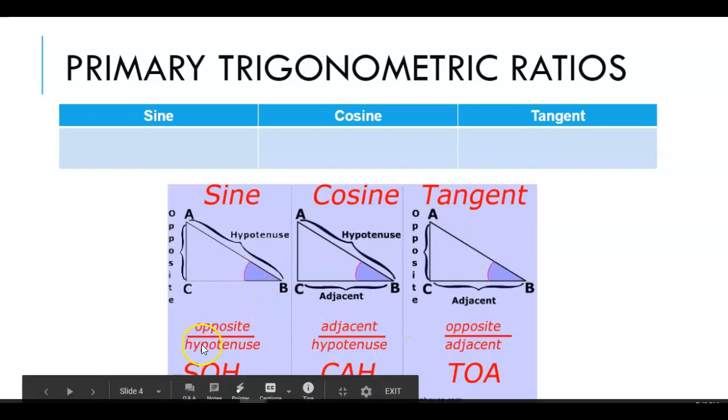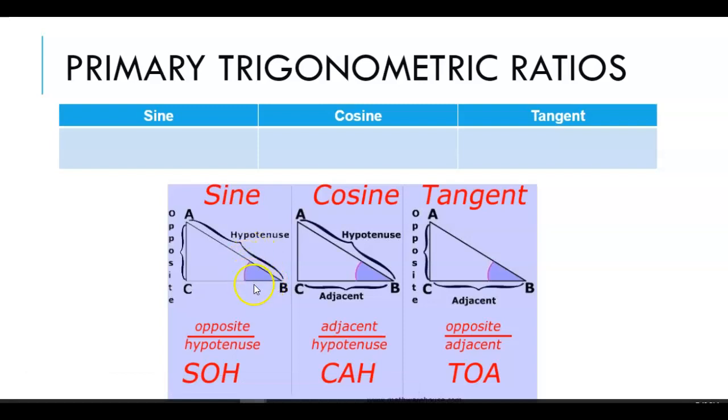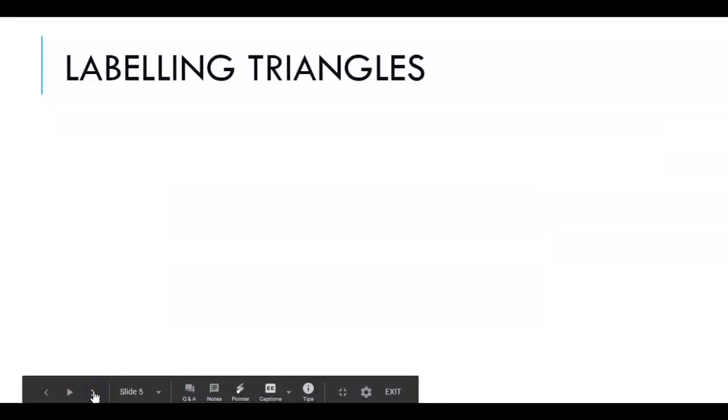Now, how we label these triangles is very important, very crucial. First of all, we have to indicate the angle that we write in the ratio. For which angle are we writing these primary trigonometric ratios? And based on that angle, we're going to label the triangle as opposite, adjacent, and hypotenuse. And again, primary trigonometric ratios are written only on the right angle triangles.